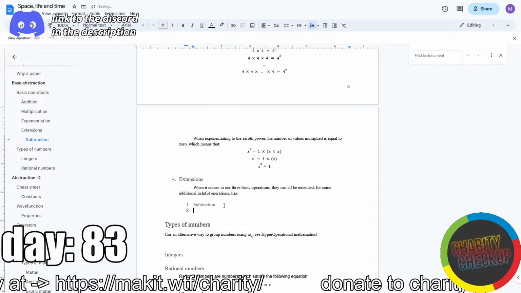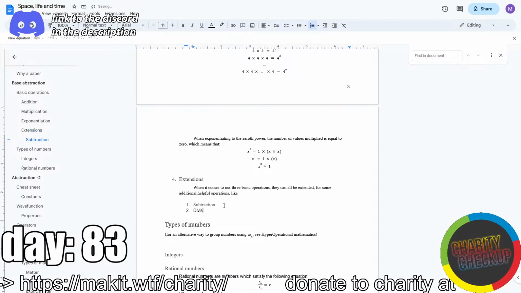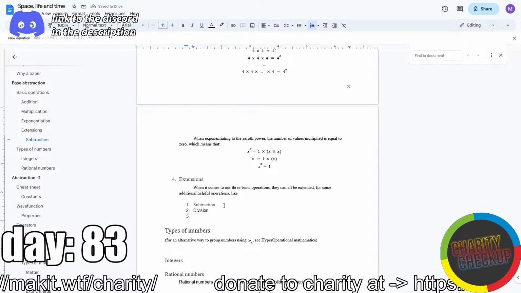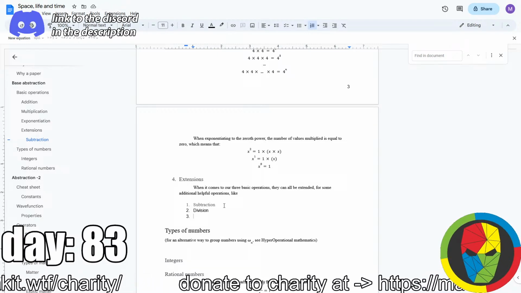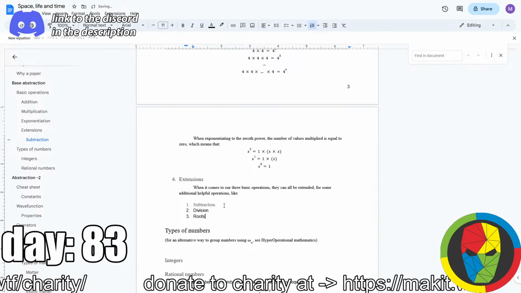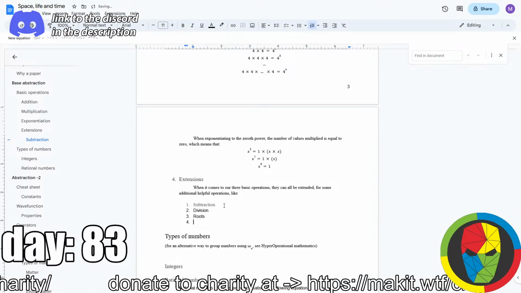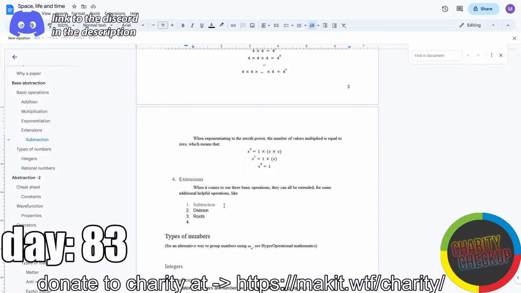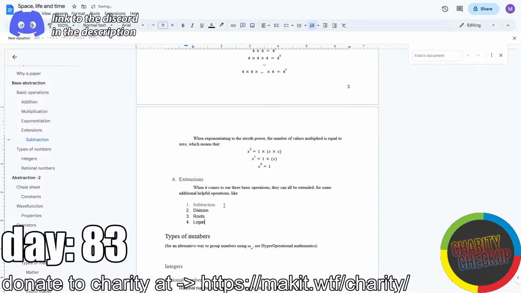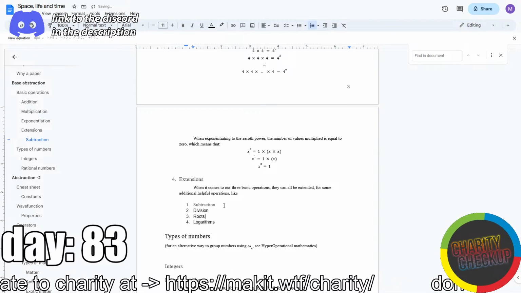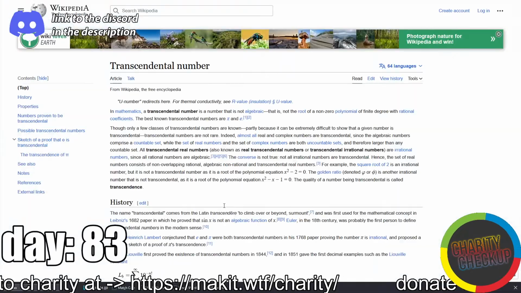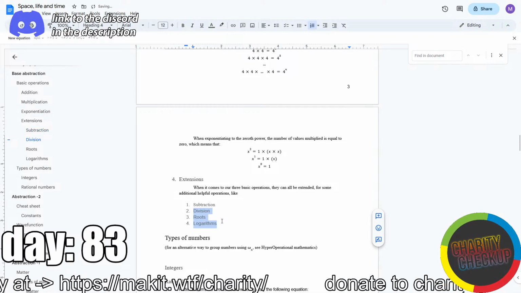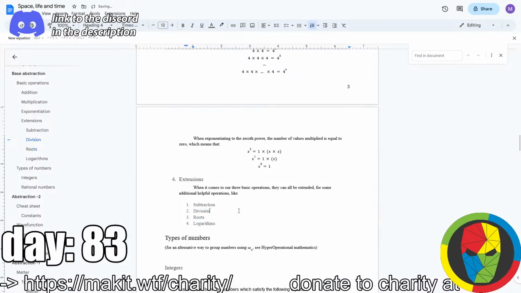Subtraction. Then we'll have division. And then we'll have radicalization. Nope, there's roots, just roots. There's no better way to describe it, which is very sad. Roots, and then we will have logarithms. Great.